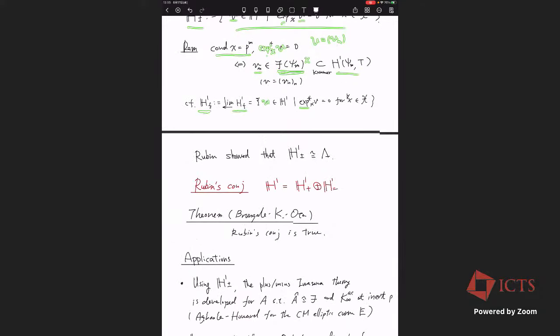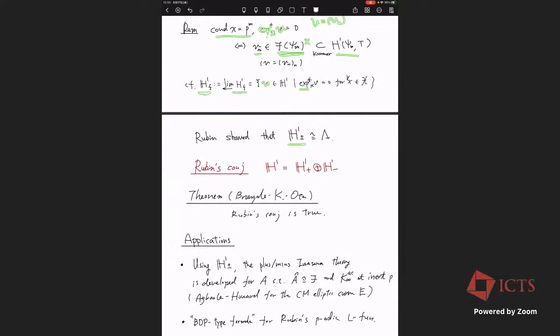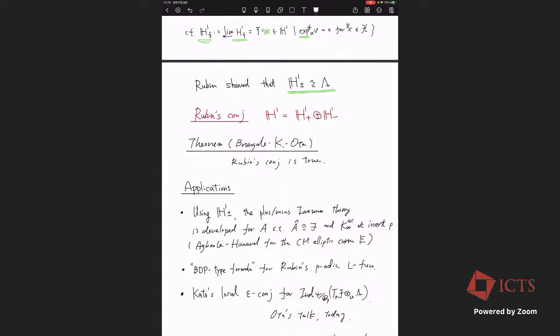And Rubin shows that this special subgroup is a free Lambda-module of rank 1. And he conjectured, this is Rubin's conjecture, that the Iwasawa cohomology is decomposed into H^1 plus and H^1 minus. Our main theorem is that Rubin's conjecture is true.